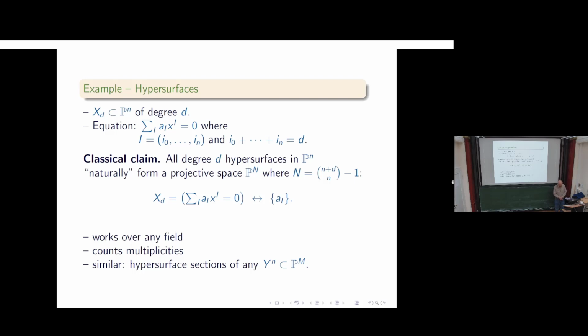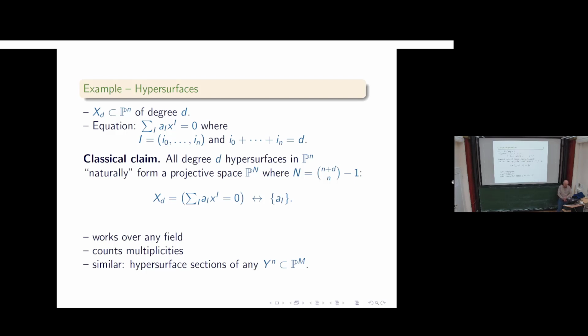Okay, and so the first moduli problem that people looked at was hypersurfaces of fixed degree. You fix your P^n and your degree d, and then you can write down any hypersurface by an equation, sum of a_i x^i equals 0, and this can be parameterized by its coefficients. We are interested in the hypersurface, not the equation, so if I multiply it by a constant, we get the same hypersurface. That means the hypersurfaces of degree d in P^n naturally form a projective space of dimension (n+d choose n) minus 1.